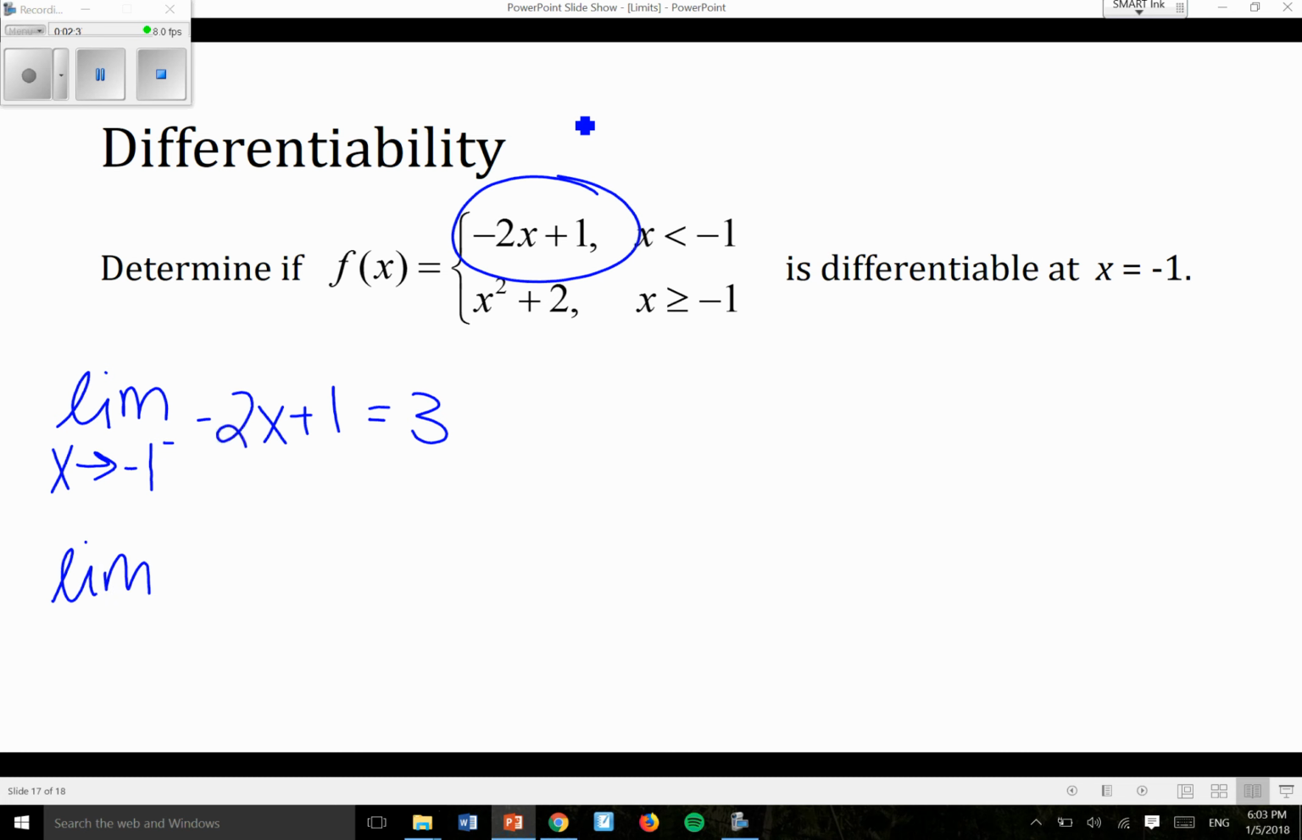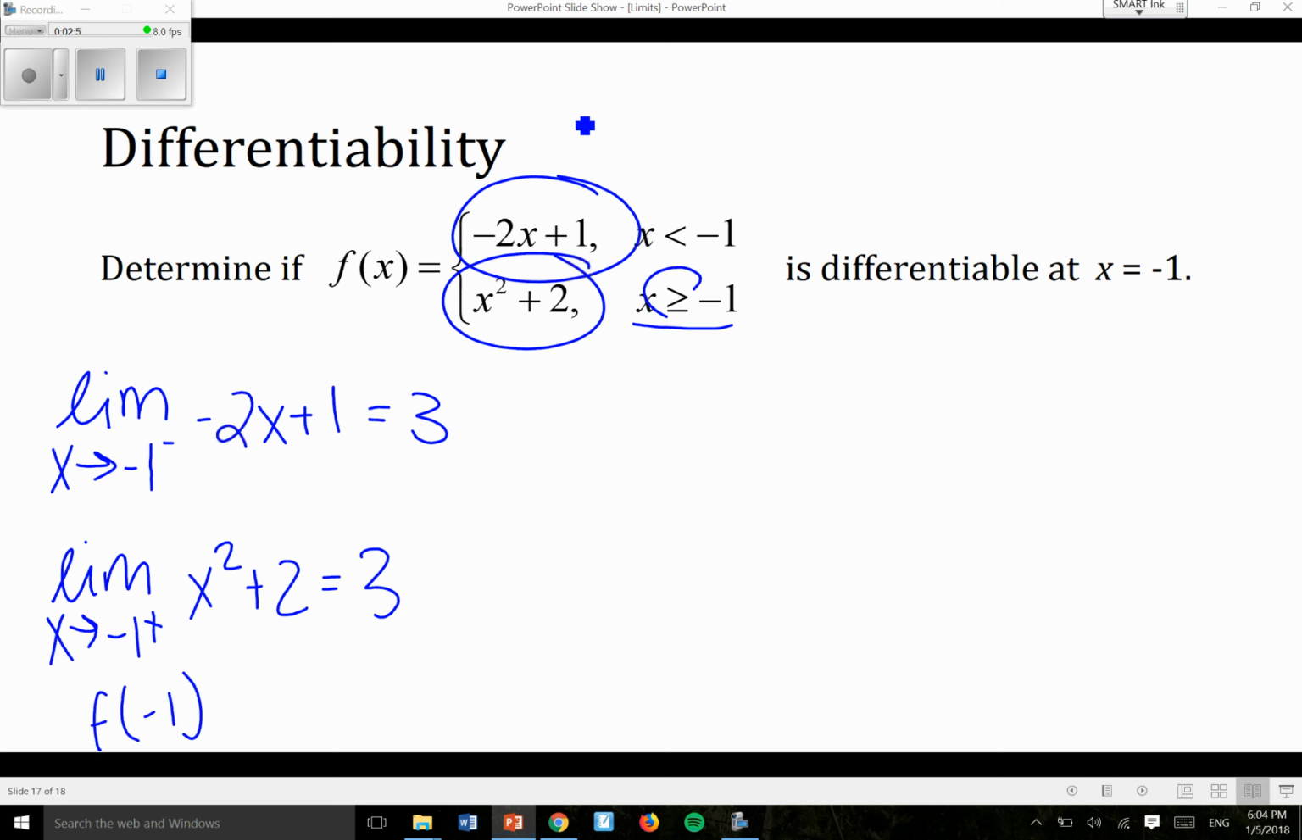Next, we're going to look at the limit as x goes to -1 from the right. We're going to look at x squared plus 2. We can use direct substitution. -1 squared is 1 plus 2 is 3. And then f of -1 is also 3. So we have a continuous function. As we approach -1 from both sides, we approach a value of 3, and our function is defined there.